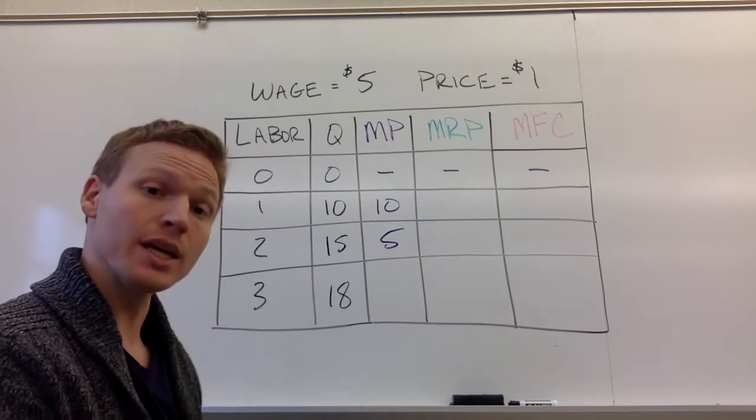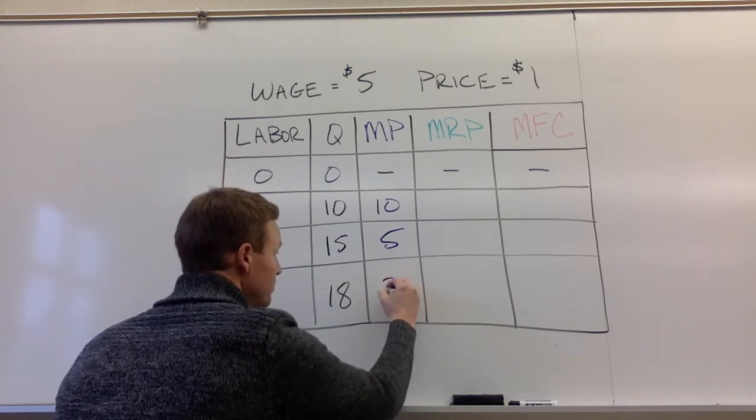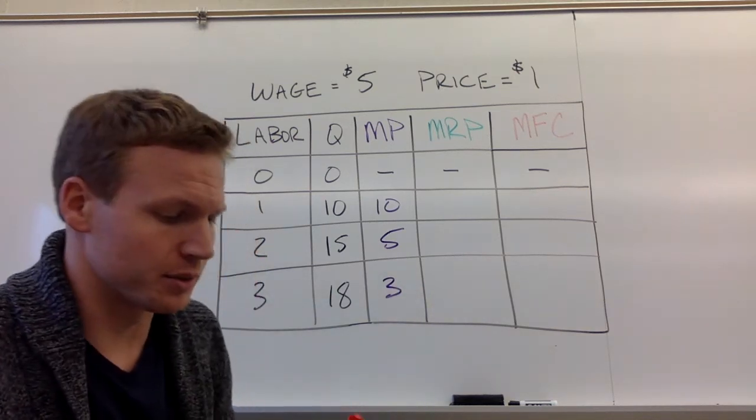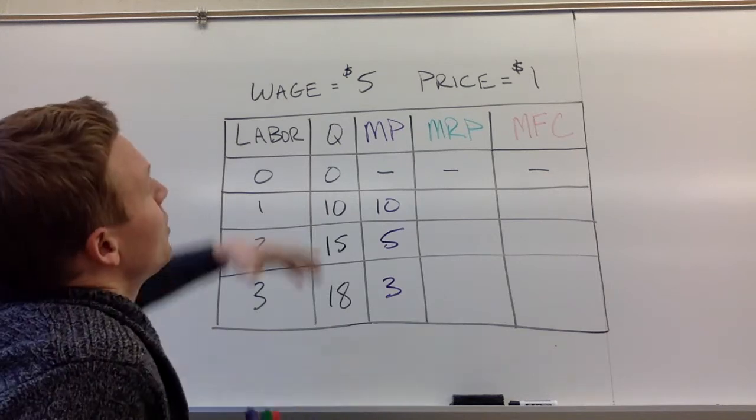For the third worker, it goes up to 18 from 15, so it would be 3. So that's marginal product. Pretty easy, right? We're just finding the change in quantity, the marginal change.